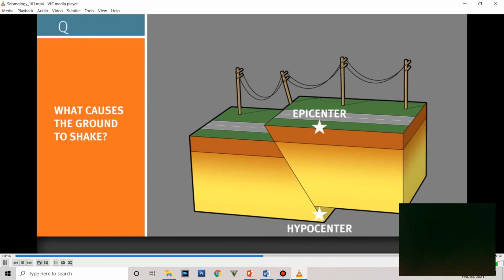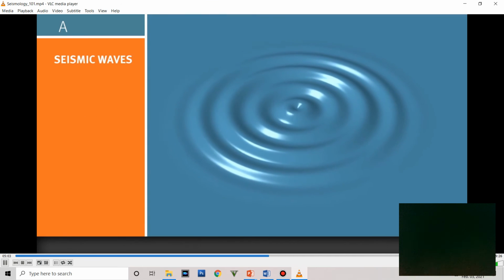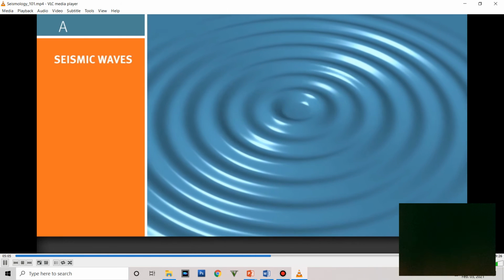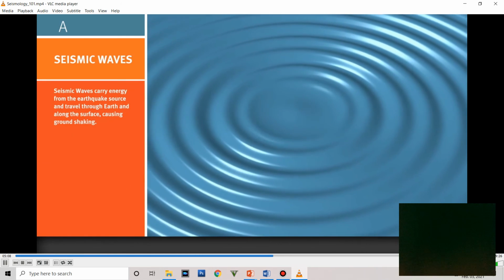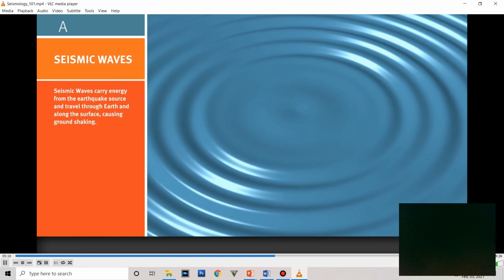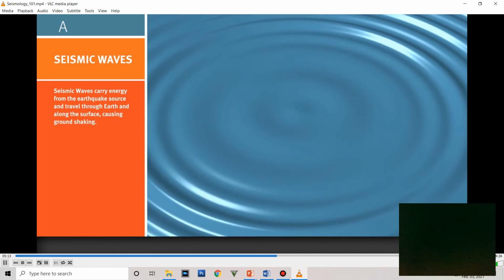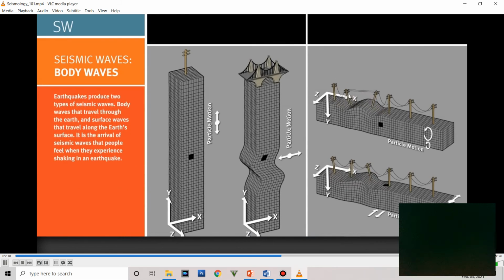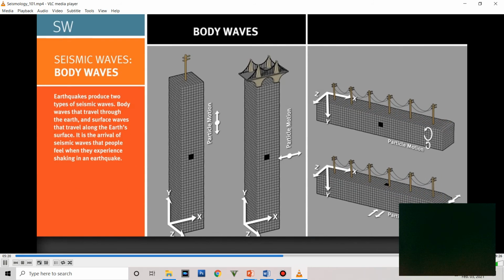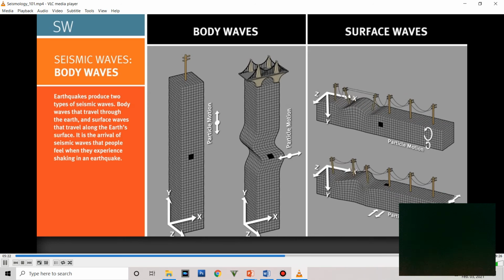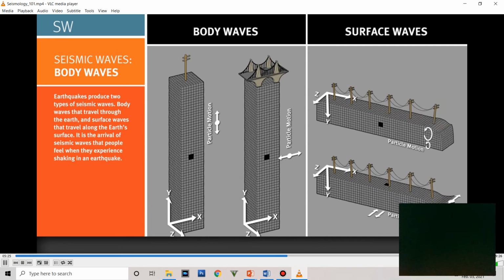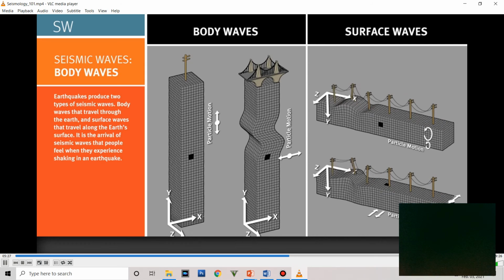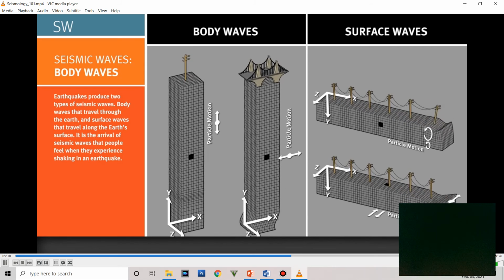To grasp what causes the ground to shake, we need to understand the propagation of seismic waves. Just as throwing a rock into a pond causes radiating ripples, rupturing of a fault in an earthquake causes a transmission of energy in the form of seismic waves traveling away from the hypocenter and epicenter. Earthquakes produce many types of seismic waves. Body waves travel through the Earth, and surface waves travel along the Earth's surface. It is the arrival of seismic waves that people feel when they experience shaking in an earthquake.